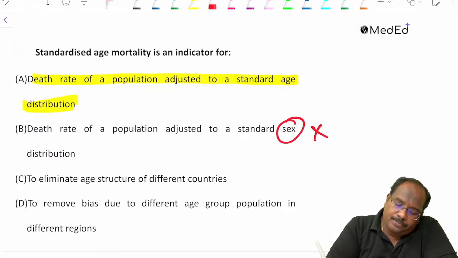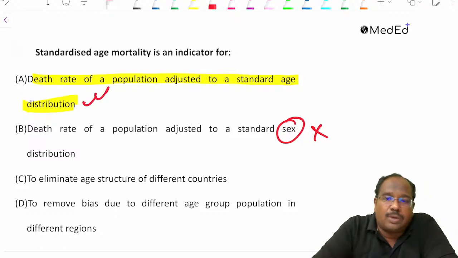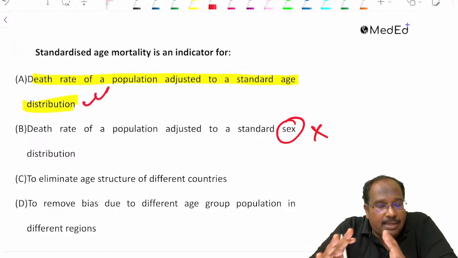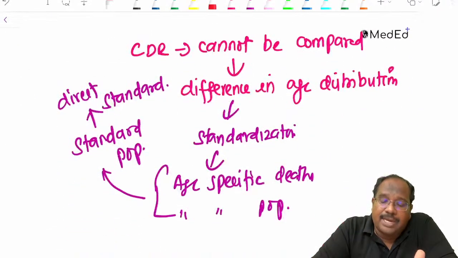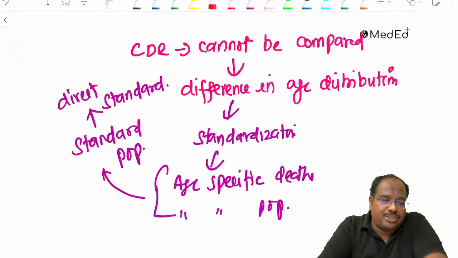So this is the answer: death rate in the population adjusted to a standard age distribution. Whatever age-wise deaths and age-wise population we have, we can apply it to the standard population and do the calculation.